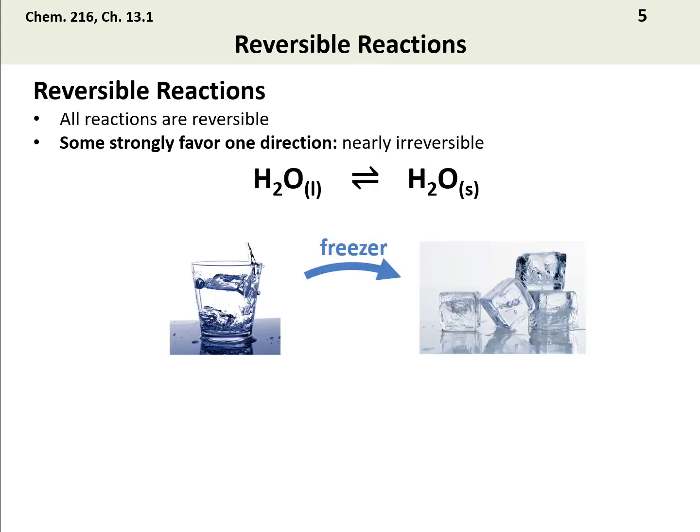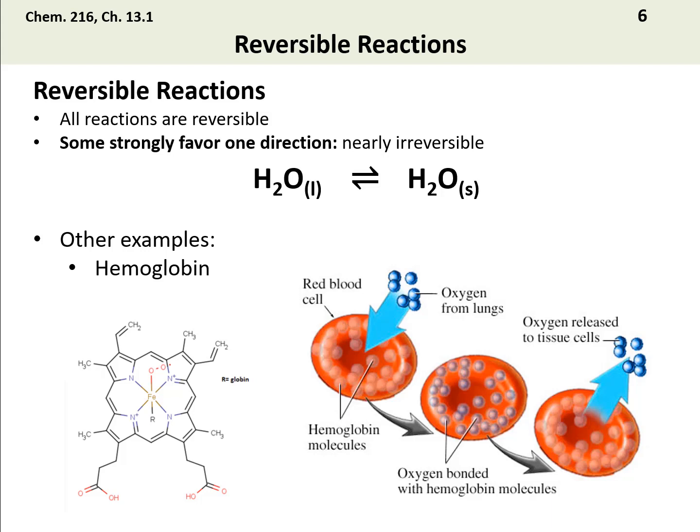Okay, so let's think about this, right? We already talked about we have H2O liquid, we put it in a freezer, we get solid. We take it out at room temperature, we get liquid again, right? So H2O liquid goes to form H2O solid, and this is a reversible reaction. There are some other examples, in biology. When we think of hemoglobin is what basically bonds to oxygen. So this is a hemoglobin molecule, right? It has iron in it.